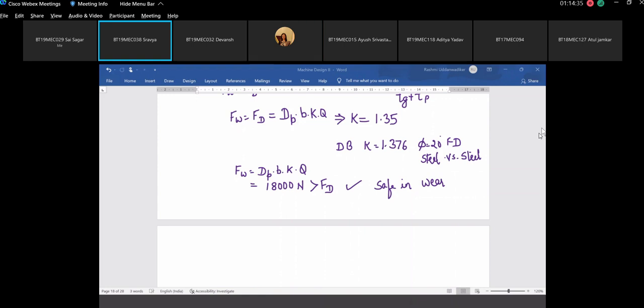It is not cast iron. In the gear material and their strength table, you have the material for gear as cast iron, then cast steel, then carbon steel, alloy steel, bronze, phosphorus bronze. So many combinations are given, but our combination is cast steel versus forged carbon steel. So we are using the value of K for steel versus steel.